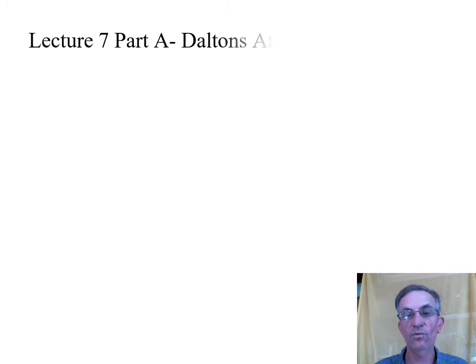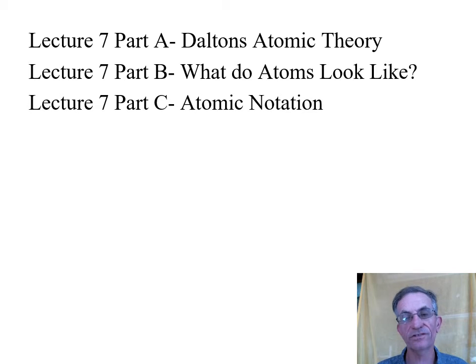All right, so welcome to Lecture 7, Part C, the last part of this series. In this one, we're going to look at something called atomic notation, which is basically a way of representing what the heck is inside of an atom. So with that, let's go ahead and get started.